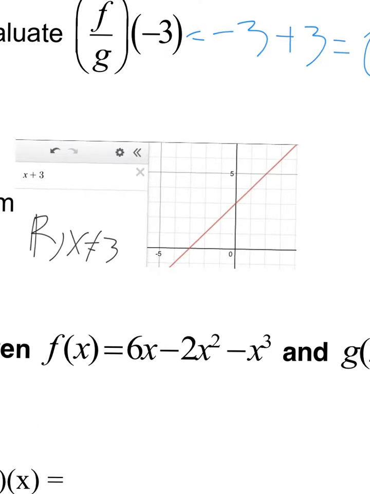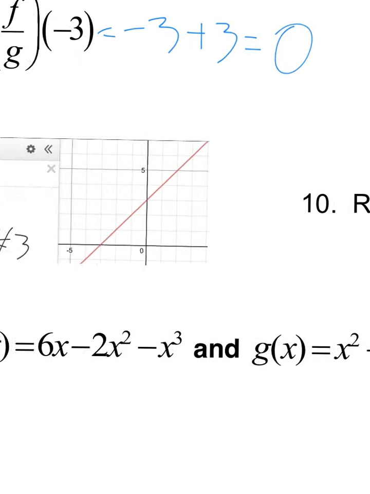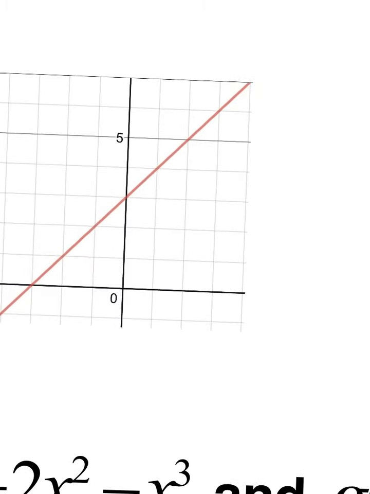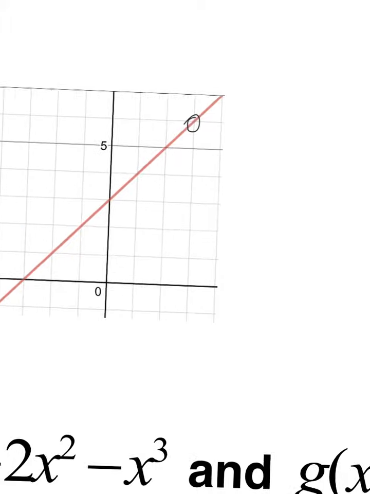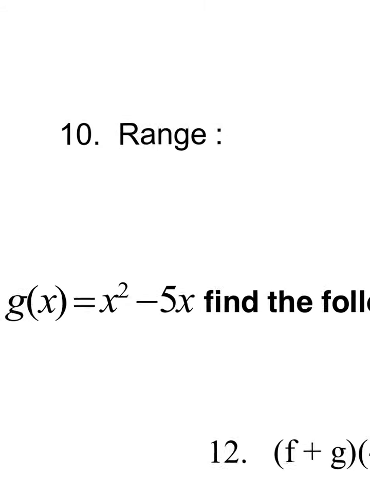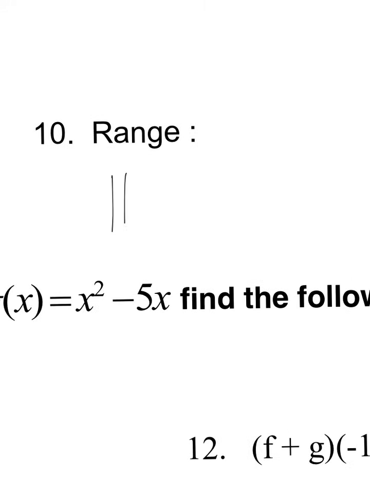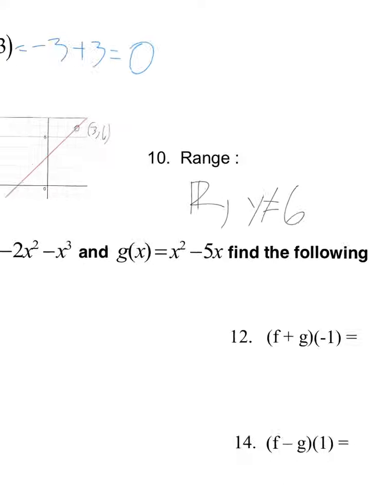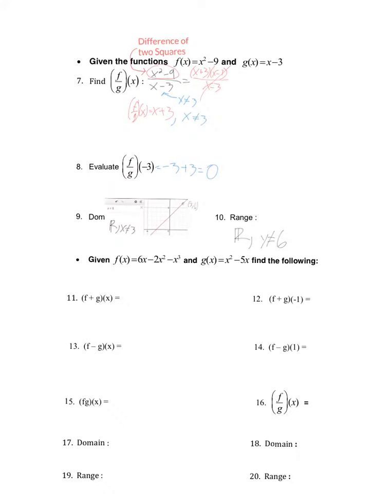So if x can't equal 3, surely that will affect the range. So let's go look at where x is 3. So go 3 across, and that's 6 up. So we have a little discontinuity here at 3 comma 6. Alright, so if x can't equal 3, then y can't equal 6. So for my range, that's what I'll say. The range is all real numbers, except for the number 6. Okay? And that's it for 7 through 10.